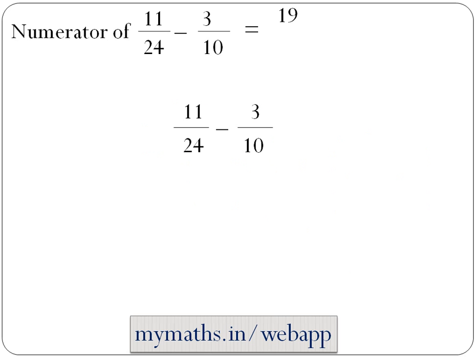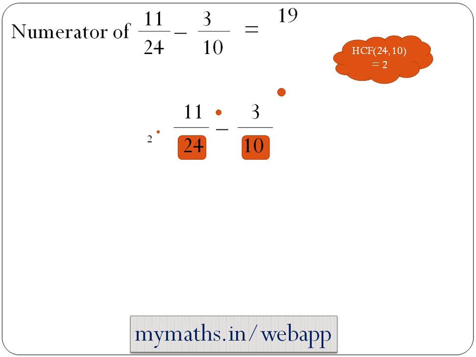Let us go through one more example. 11 by 24 minus 3 by 10. Here we take the HCF of 24 and 10. Again we observe that 10 times 2 is 20 and 24 minus 20 is 4, and 4 doesn't divide 10. So we again take the HCF of 4 and 10, and we arrive at 2 as our final HCF.